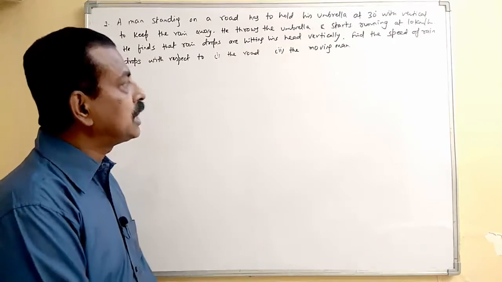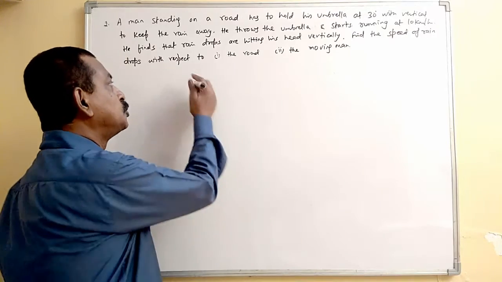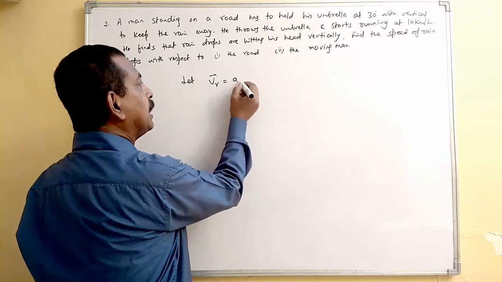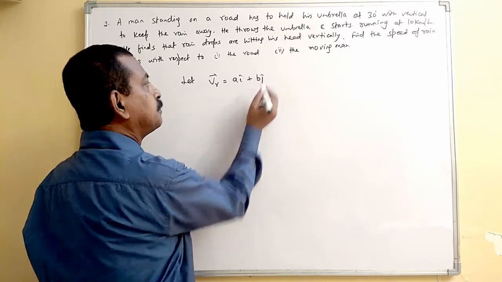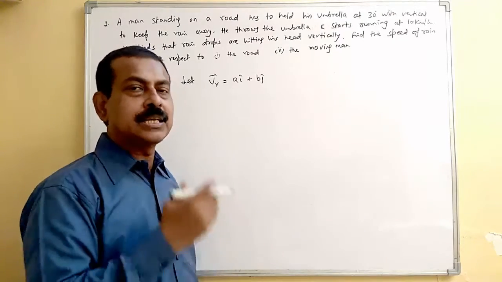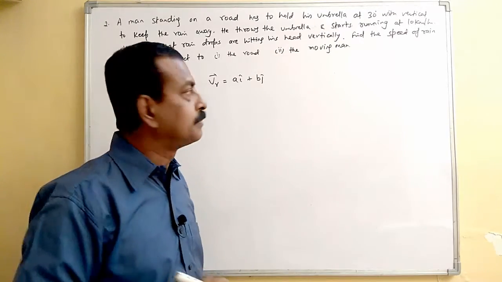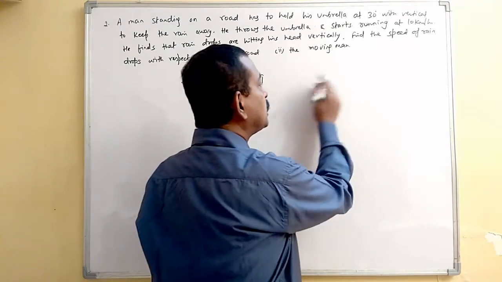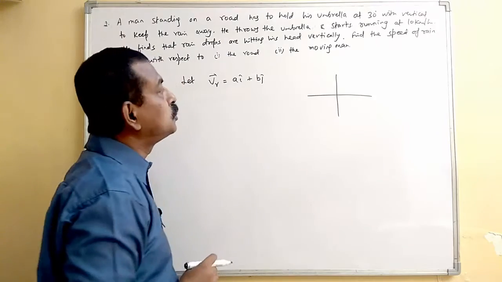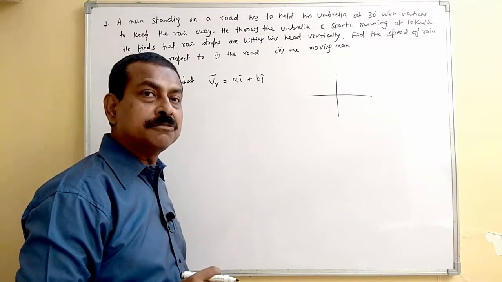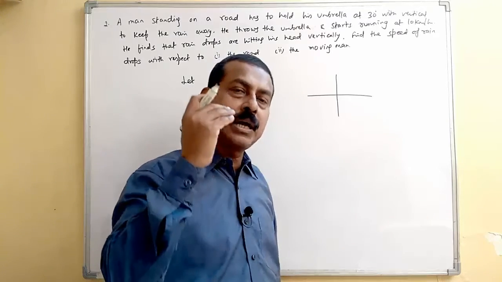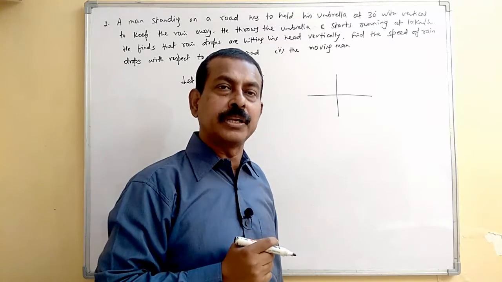For solving this type of problem, again we'll assume that the velocity of rain is A i plus B j. Here we are taking the horizontal direction as the x-axis and the vertical direction as the y-axis. Now it is mentioned that he needs to hold the umbrella at 30 degrees with the vertical while standing. That means this is the actual direction in which the rain is falling.